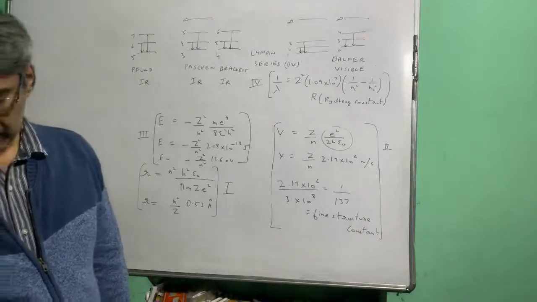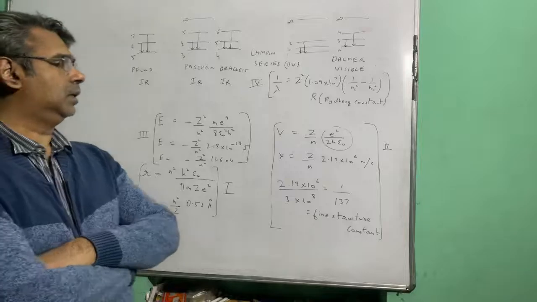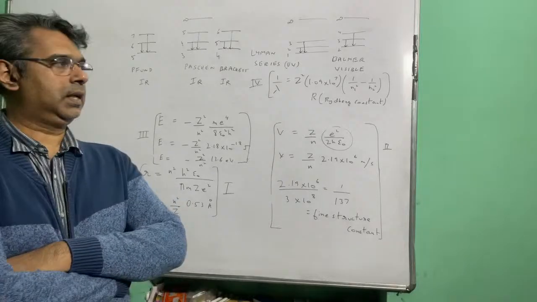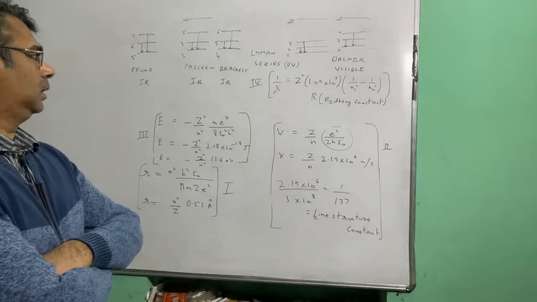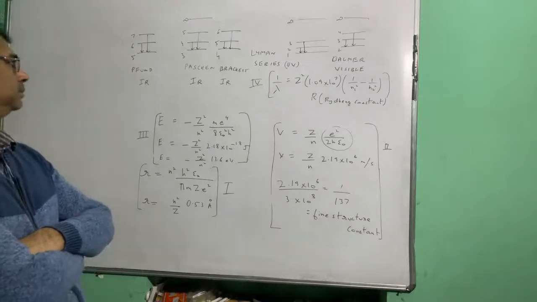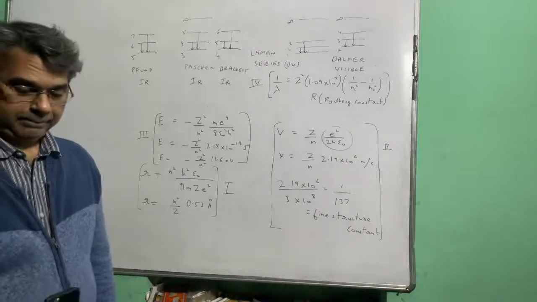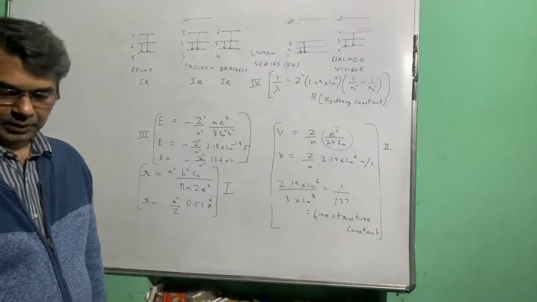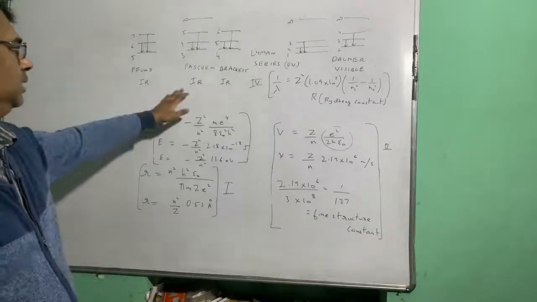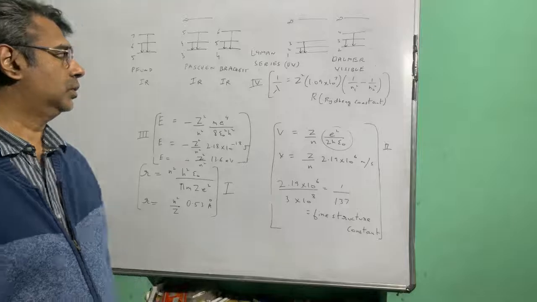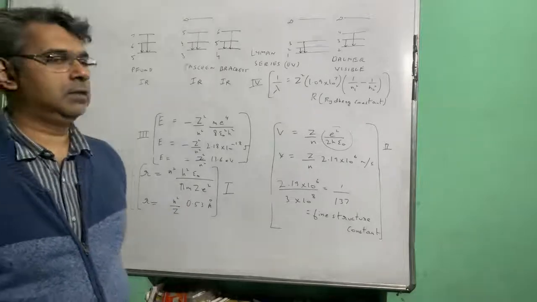So this Lyman, Balmer, Paschen, Brackett, Pfund, these are the series of spectral lines, and they are denoted by UV, visible, infrared, infrared, infrared, right? So this is the total details of Bohr's model.